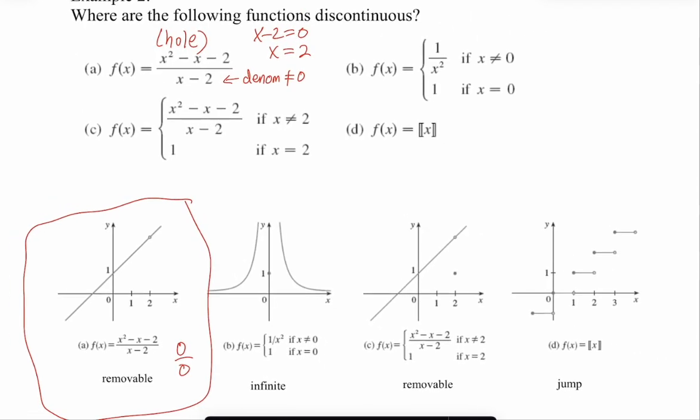Now, let's move on to B. Let's take a look at B. B is an example of a vertical asymptote.